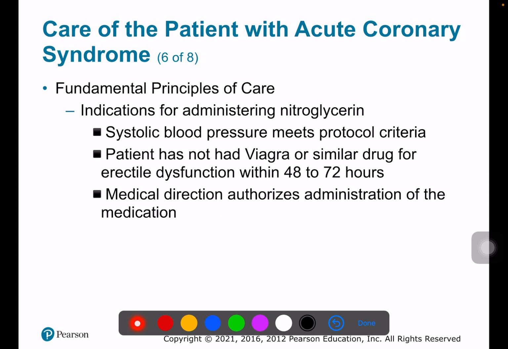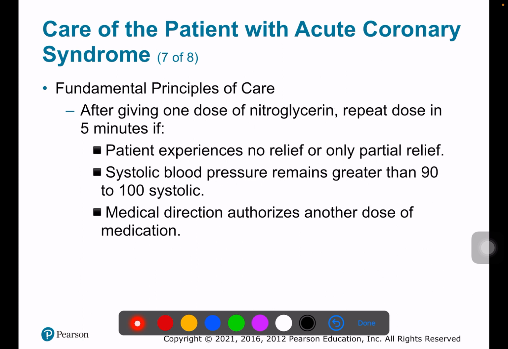Sorry, I'm just looking up something here for you guys, actually. So yeah, I was right. Hypotension: less than 100 systolic, you're not going to give nitro. That's our medical director here. I've got 3 medical directors, so I have to look up. They're all a little bit different. Medical direction has authorized administration of medication. So after giving 1 dose of nitroglycerin, repeat it in 5 minutes. So if you watch them take it and it didn't make any significant changes, hasn't dropped their blood pressure, still at 100 systolic, you can give another one.